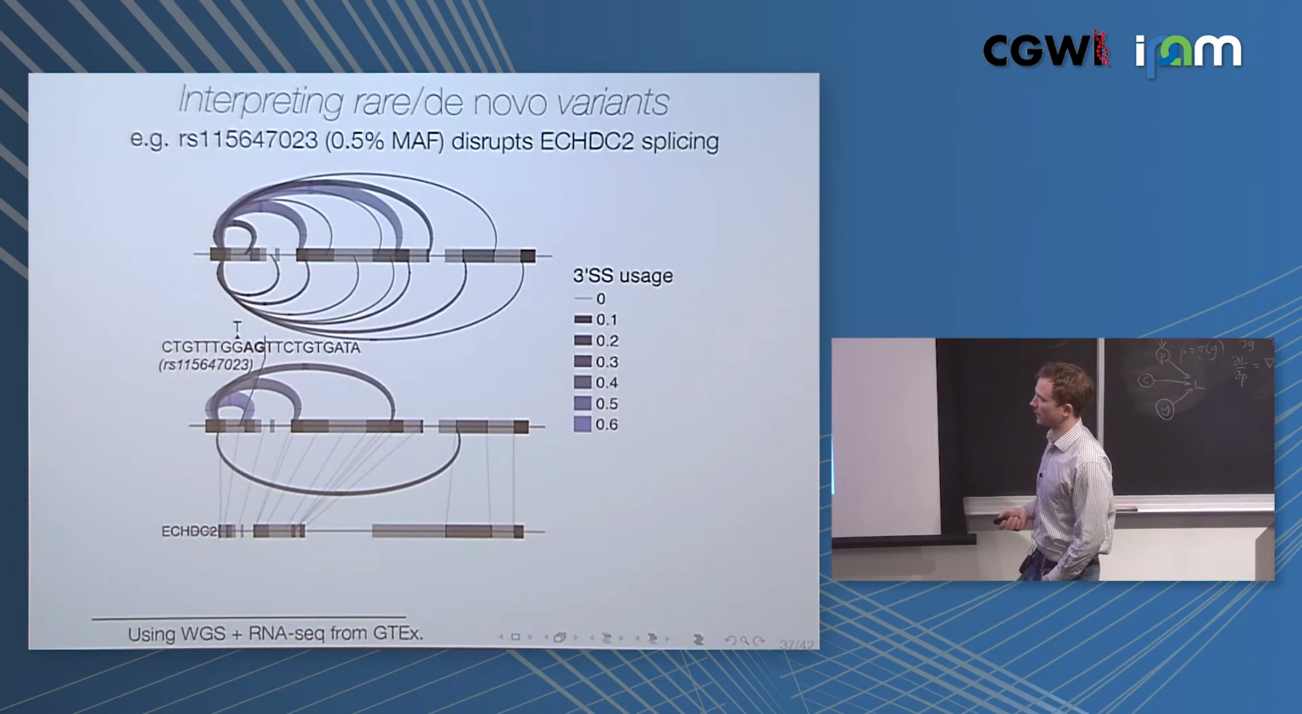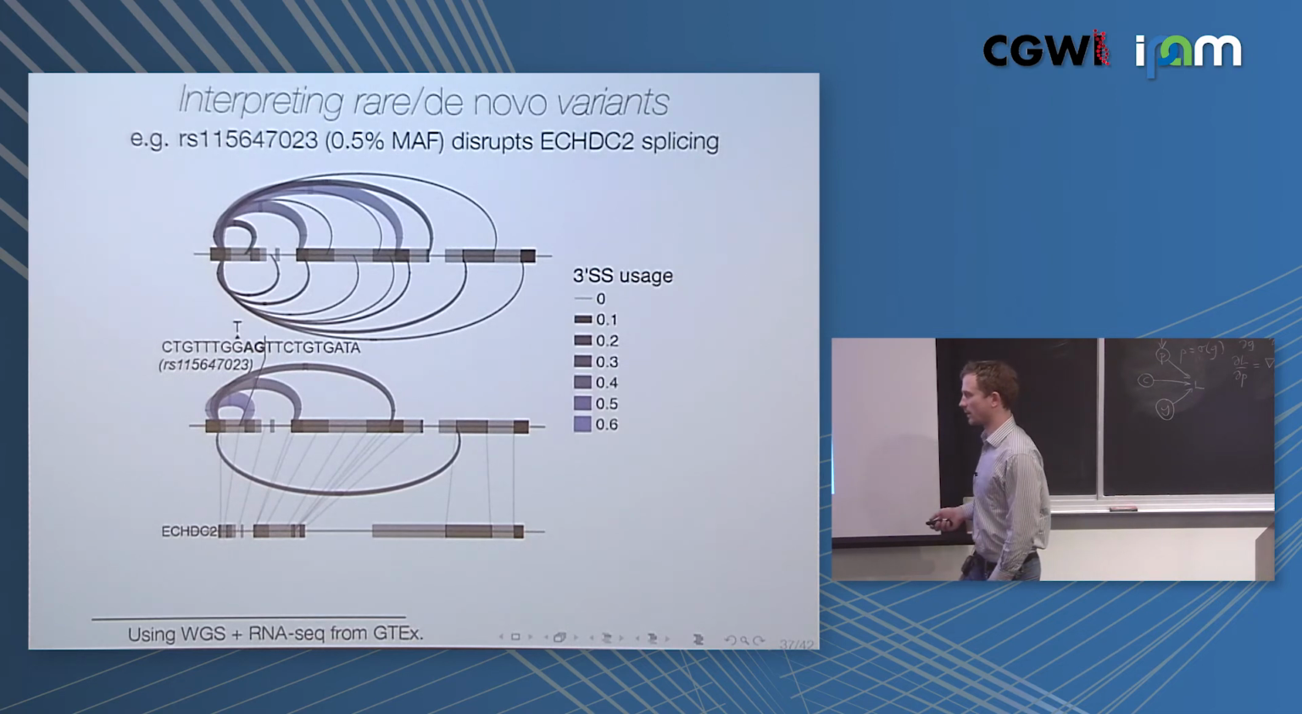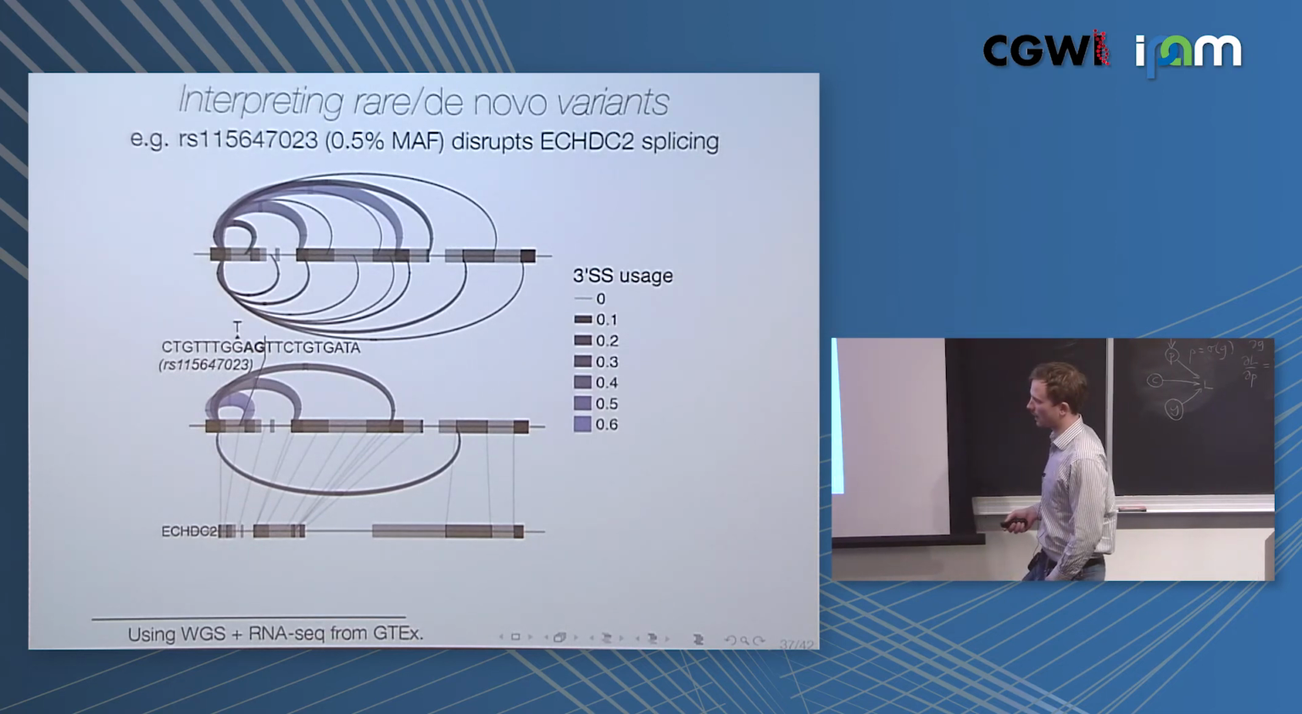We've also started using this to look at predicting the effect of rare or de novo variants on splicing outcomes. We've been testing this out using GTEx, since they have whole genome sequencing for most of the samples. This, for example, is a rare variant that changes this G to a T just downstream of this AG dinucleotide, and results in greatly increased use of this as a 3' splice site.